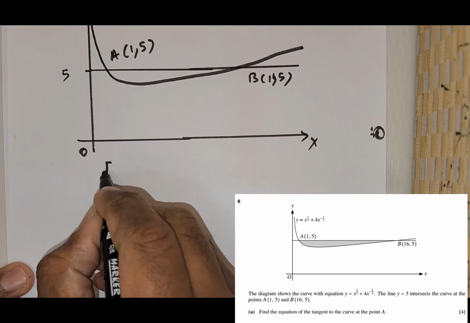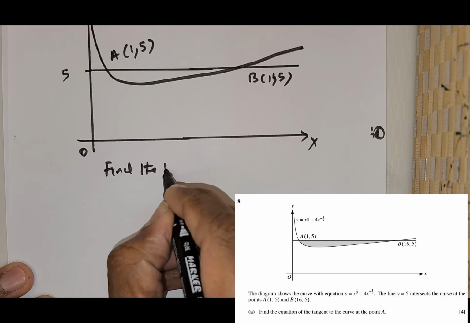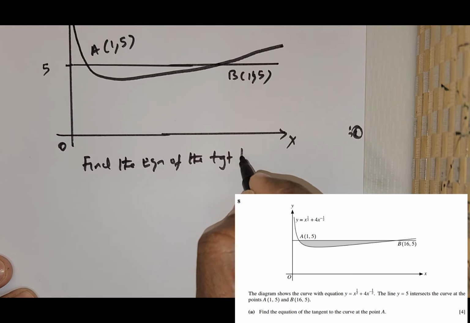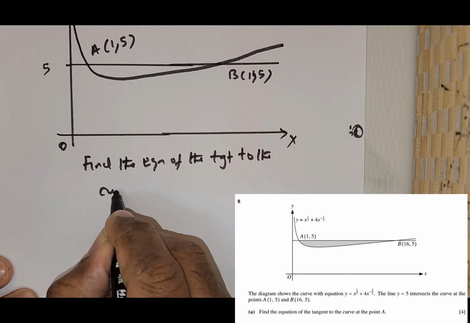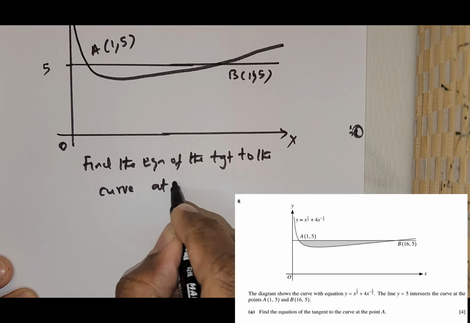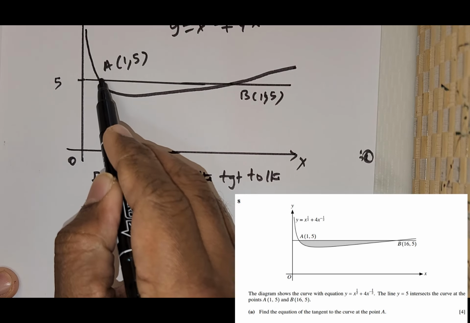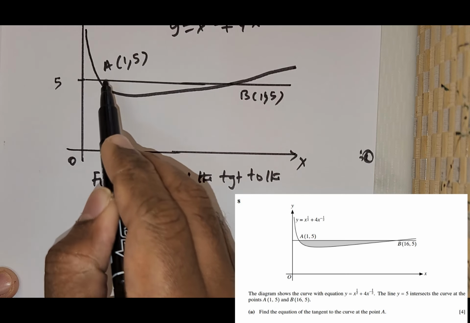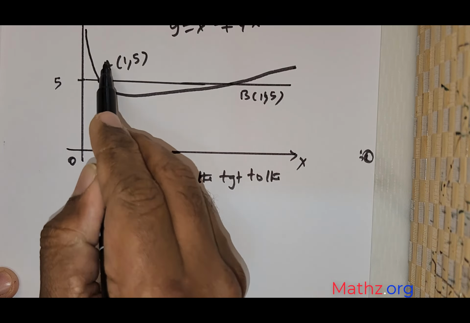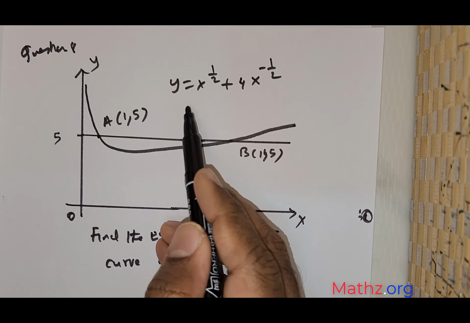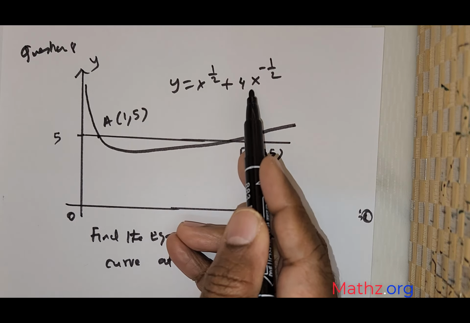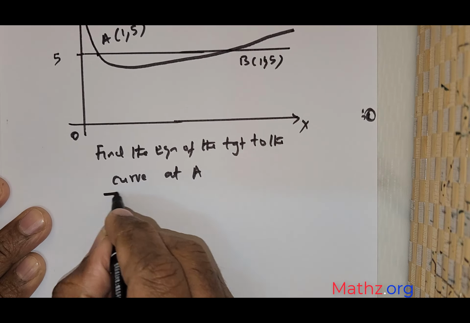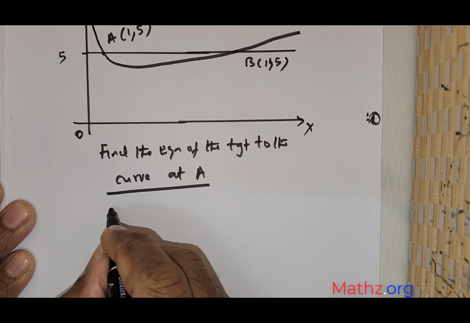Now you have to find the equation of the tangent to the curve at A. Now the curve is actually having an intersection with the line y is equal to 5, but of course this point is A. This point A is on the curve y is equal to x raised to the power 1 over 2 positive 4 times x raised to the power negative 1 over 2. So let me start off the solution in this fashion.